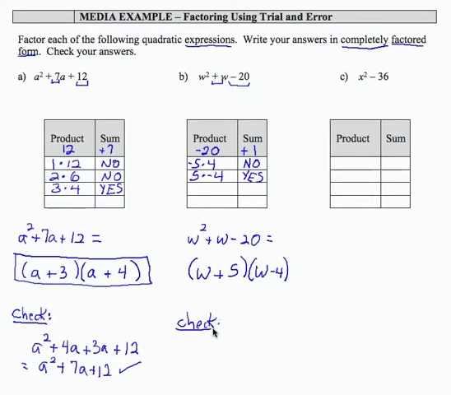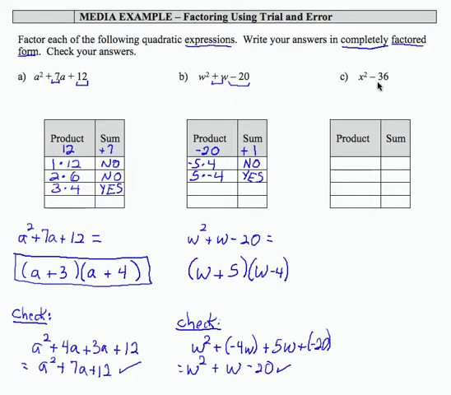So I'm going to check by foiling. So here's where the trial and error part comes in. If my check doesn't work, then I try something else. I go back and I look at my numbers. w times w, that's w squared, plus w times negative 4 is negative 4w, plus 5 times w is 5w, plus 5 times negative 4 is negative 20. So I get w squared, negative 4w plus 5w is a positive 1w, plus a negative 20 is minus 20, so that result checks.